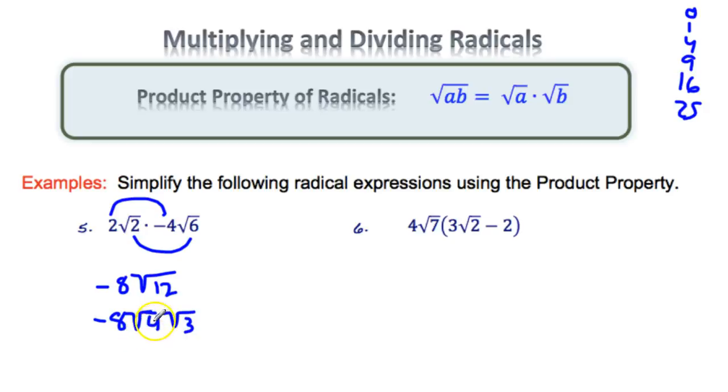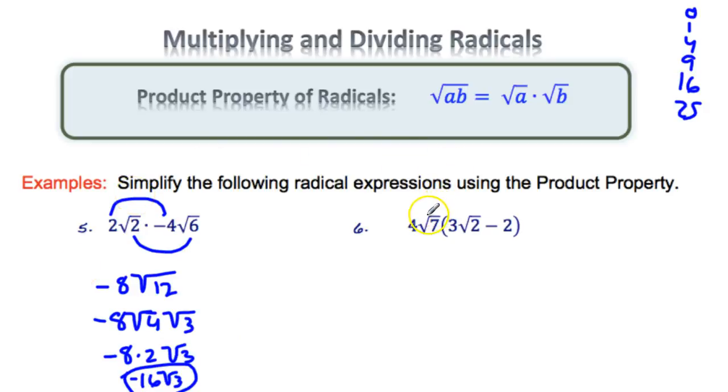And then this simplifies, the radical 4 is 2, so it's negative 8 times 2, a radical 3. And then negative 8 times 2, you multiply those together, you get negative 16, a radical of 3. Bam, just like that. So you multiply the coefficient times the coefficient, radical times radical, and simplify if possible. It's not always possible, but if it is, you do it.